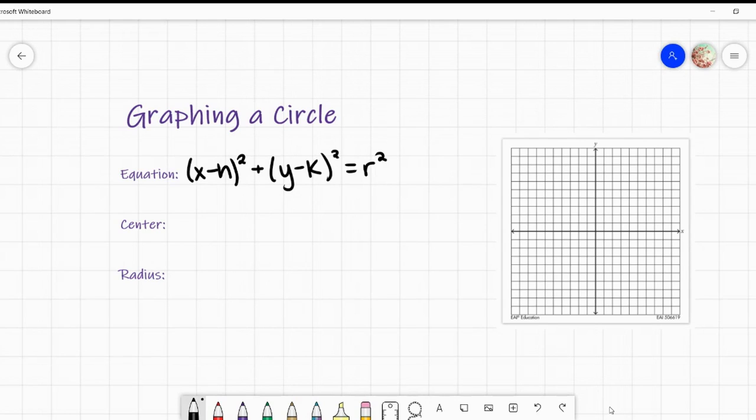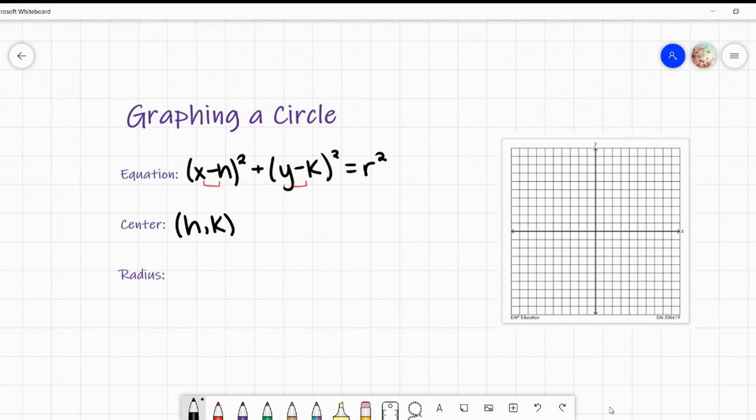Now, you're going to derive your center from these 2 points, h, k. Now, please note, in this equation, we see a minus sign next to h and k. Therefore, if you had, let's just say, x minus 5, your h coordinate would be positive 5. Just be mindful of that.